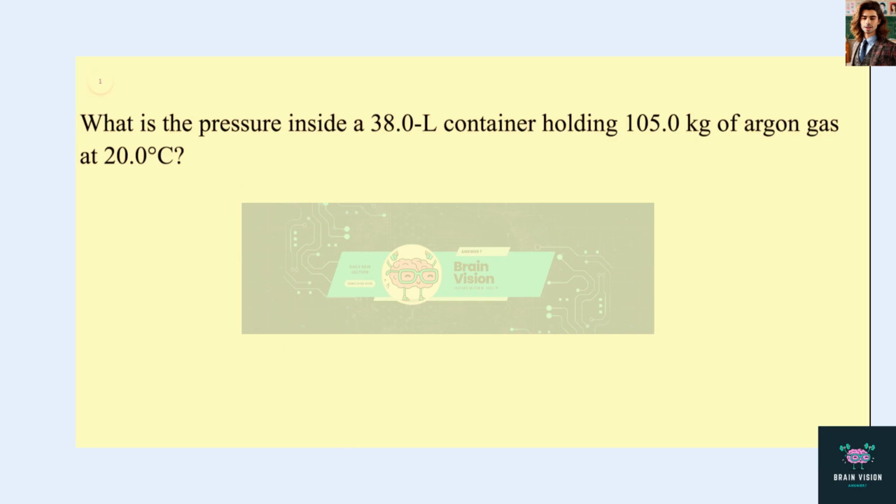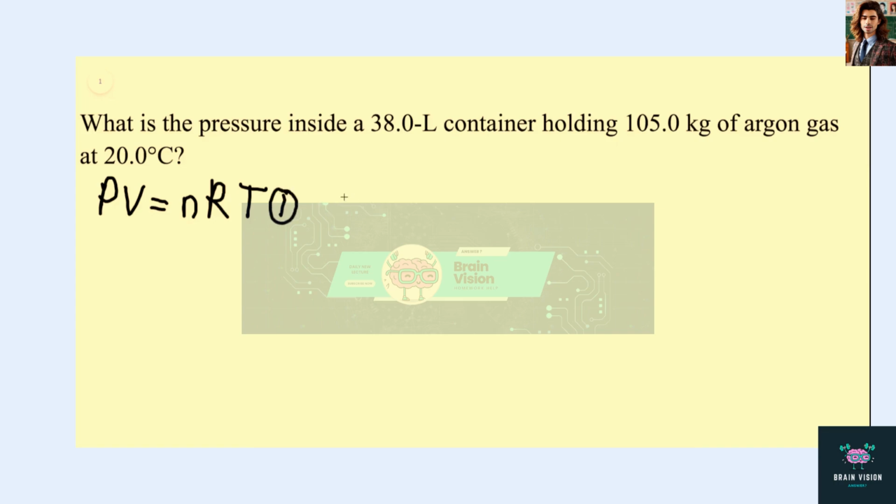What is the pressure inside a 38.0 litre container holding 105 kilograms of argon gas at 20 degrees Celsius? Right, okay, so we're going to begin from two equations. The ideal gas law: pressure P times volume V is equal to n, the number of moles, times the gas constant, which is 8.31, times the temperature, so PV equals nRT. We're going to call that equation 1.